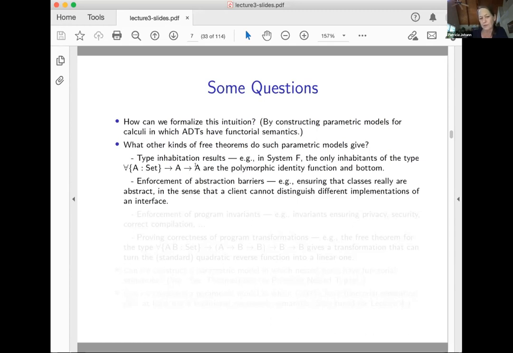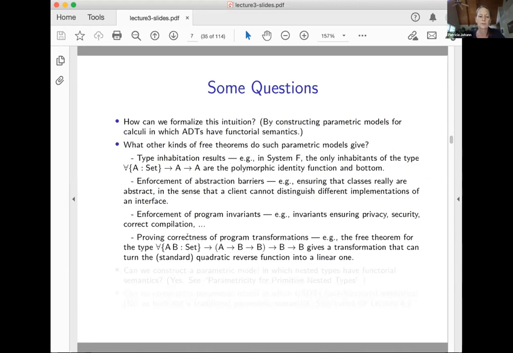You can use parametricity results to enforce abstraction barriers, meaning that classes are really abstract in the sense that a client can't distinguish between different implementations of an interface. You can use parametricity to enforce program invariance, like invariance ensuring privacy, security, correct compilation, various things like that. There are lots and lots of applications of parametricity. And you can prove that certain kinds of program transformations are correct. So for example, the free theorem for this polymorphic type gives a transformation that can turn a standard quadratic reverse function into a linear one. So you can get lots of interesting results just from this kind of type independence.